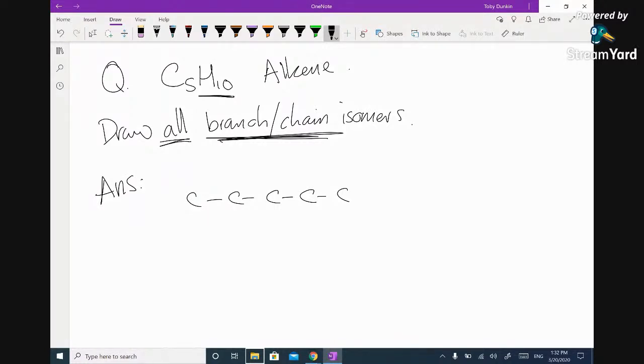What they would actually do in reality in this exam is give you that one. They would give you pent-1-ene, and remember you must include the number now in that name. We have left GCSE behind.